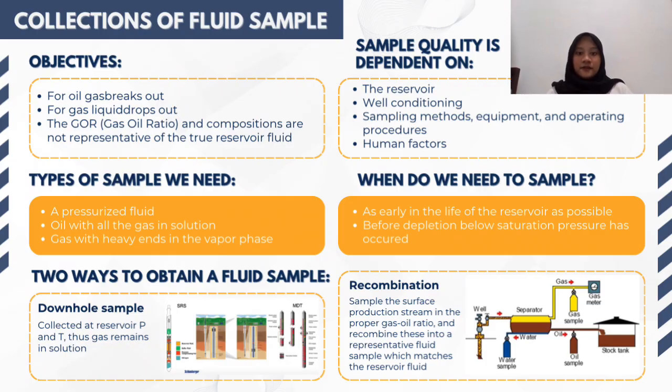There are several advantages of downhole sampling, such as it provides the most representative sample of reservoir conditions and prevents phase separation of gas and liquid during the sampling. There are several pieces of equipment that we use for downhole sampling, such as SRS and MDT.